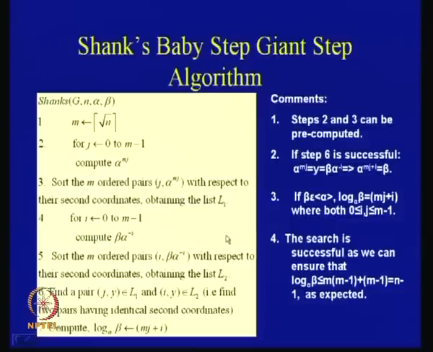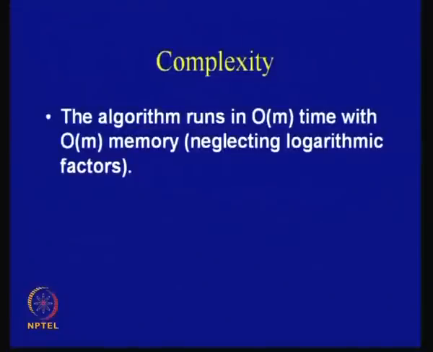So, this is the advantage over the previous two algorithms. You are doing a better trade off between the time and the memory requirement of this algorithm. So, the algorithm runs in order of m time with order of m memory. Again I am neglecting the logarithmic factors, that is the corresponding log factors are neglected, and again note that m is equal to square root of n. So, therefore, this is an order of square root of n time and square root of n memory requirement.